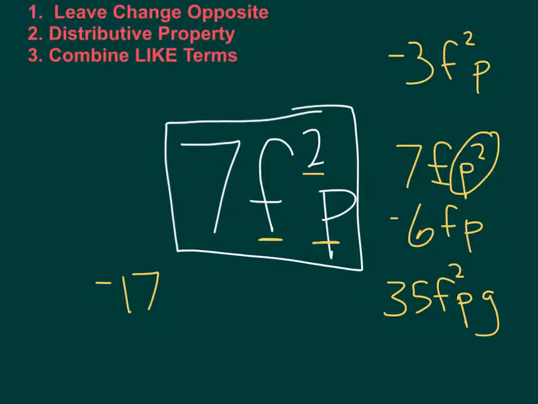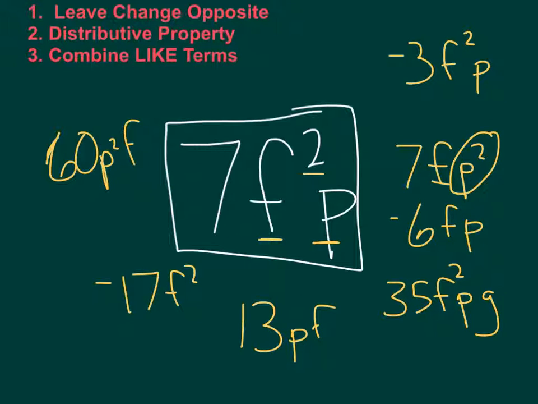If I had negative 17 f squared, does it match? No, we need a p on it as well. So let's see, if I had 60 p squared f, does it match? No, once again, the squared's not in the right place. But if I did have 13 p f squared, some people say, well, it doesn't look exactly the same. But we do have all the right pieces. We have 1 p, 2 f's, so that would be the same as 2 f's and 1 p due to the commutative property.